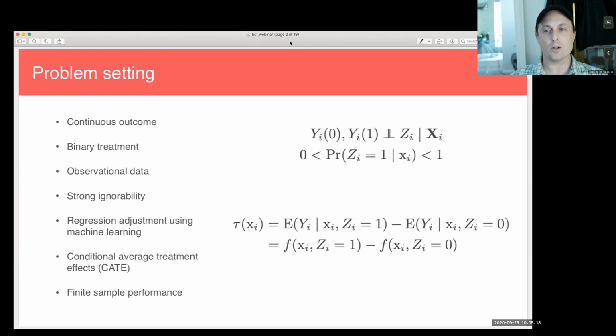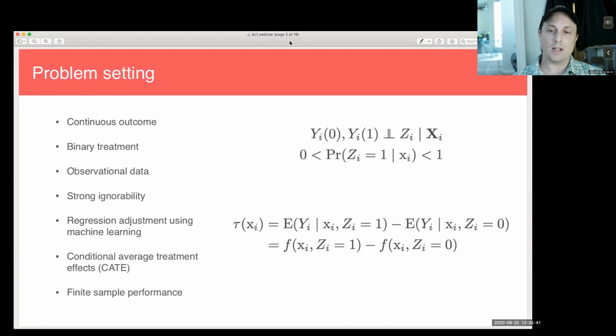Just to lay the groundwork, we're going to be considering continuous outcomes. We're going to consider the case where we have a binary treatment, treated or not treated. We're going to have observational data, so this is not data from an experiment. We're going to assume, though, that we do have all of the covariates that we need. Okay, so that's going to turn this into a regression problem, although a hard one.